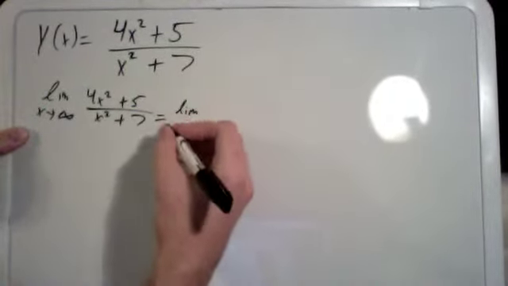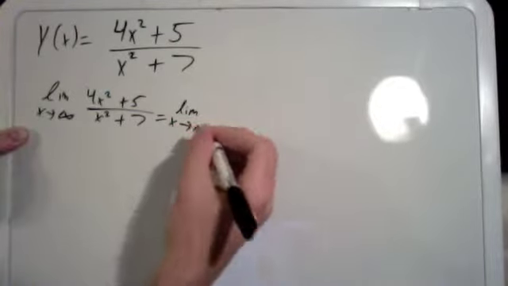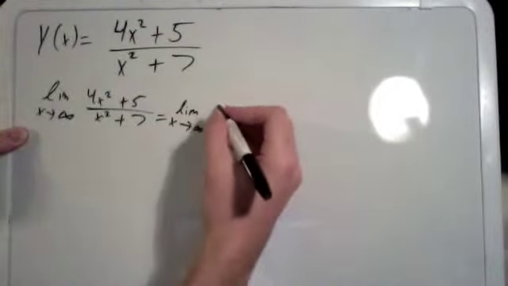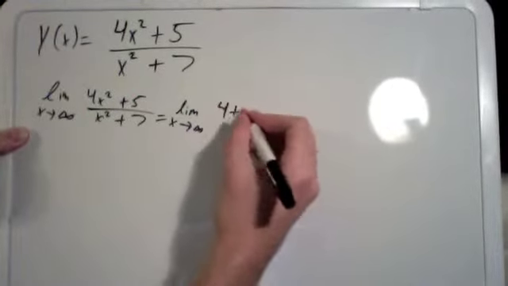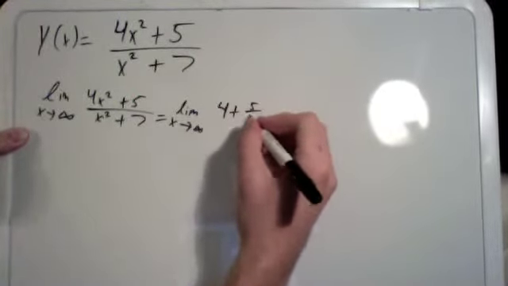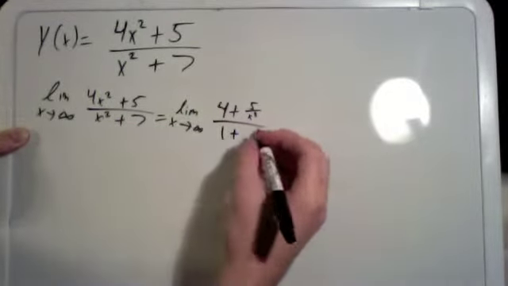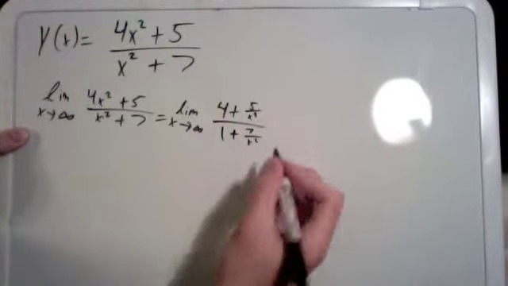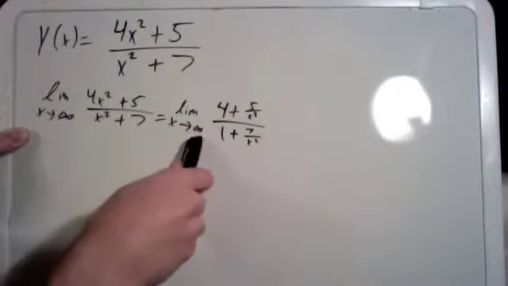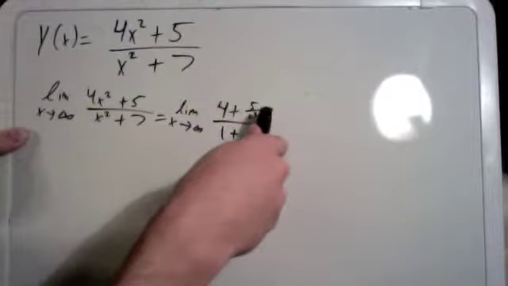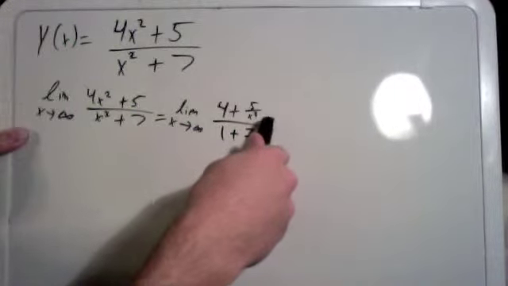Which is something valid you can do as long as you do it to every term in a case like this. So 4x squared divided by x squared is just 4, plus 5 divided by x squared divided by x squared is 1, plus 7 over x squared. And you see now if you plug in infinity, it doesn't change these terms, but rather changes these terms.